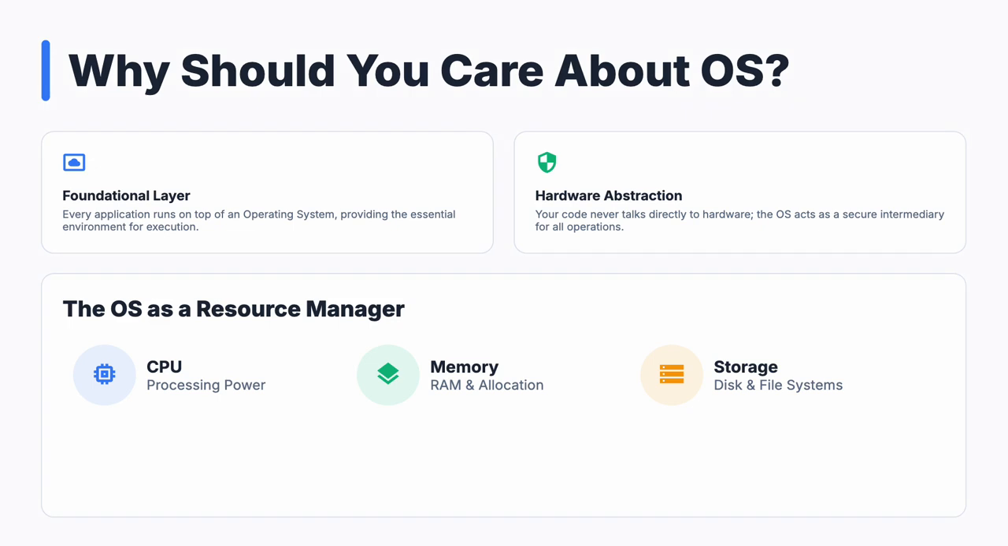So first question is, why should we care about operating systems? Whenever we create any application or deploy any code to production, like on cloud or on Docker, it will always be running on an operating system. So having underlying knowledge about how an operating system works will give us a leverage compared to others.